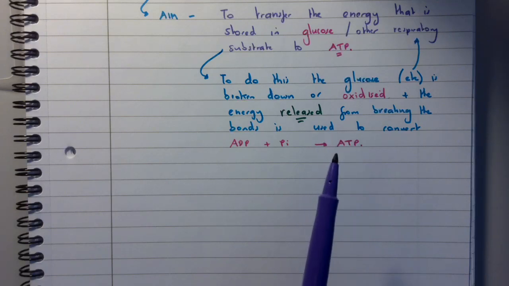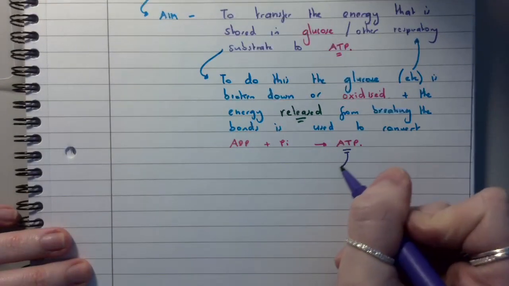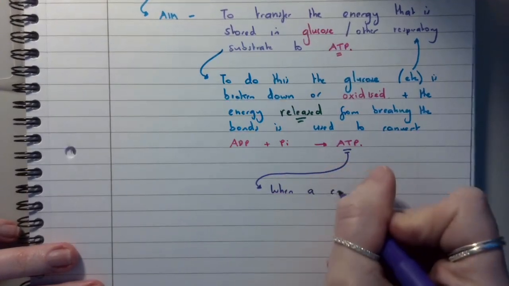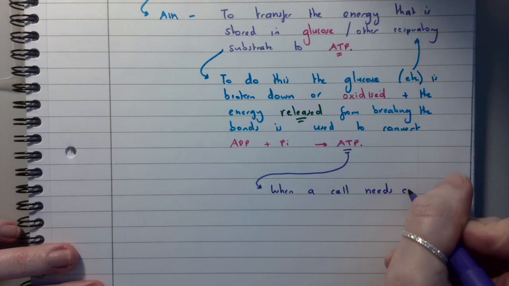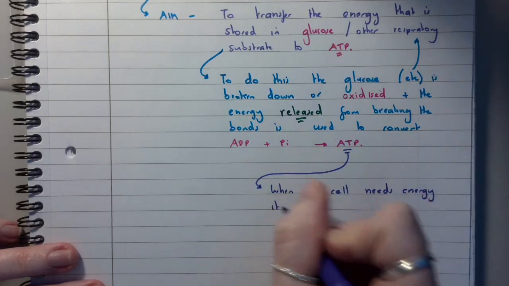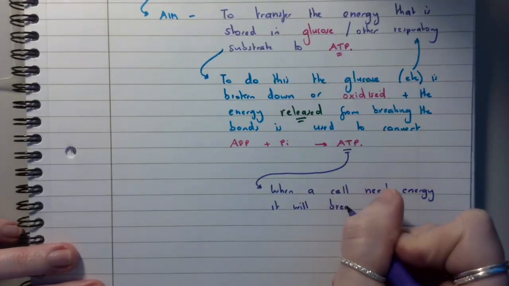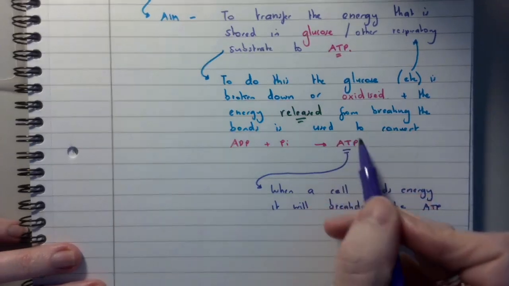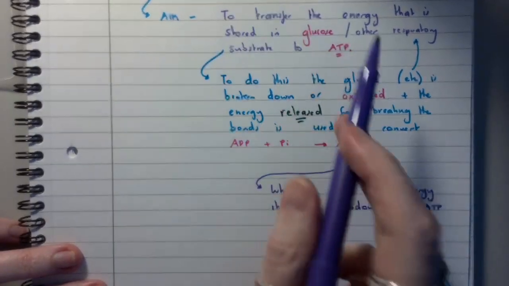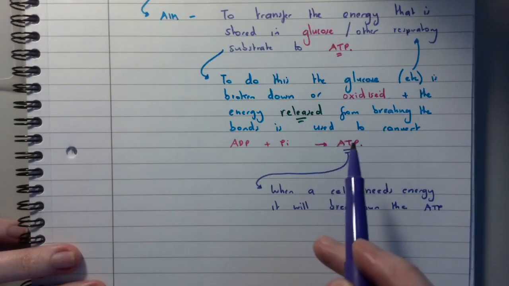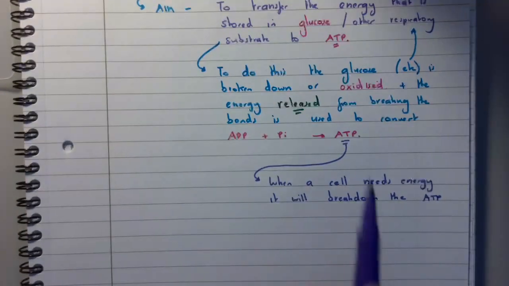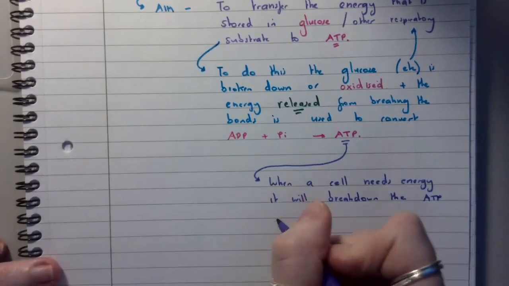There's quite a few other reasons as well, so I'm going to write all these down for you in a sec, okay? But just to summarize what the cell will do with the ATP, when a cell needs energy, it will break down the ATP, because now the ATP is storing the energy that originally was stored in glucose. So it was stored in here, but we've used it to make ATP, so now the energy is in here. By breaking this down, now we can release that energy and the cell can use it for whatever it needs it for. So when a cell needs energy, it will break down the ATP, and it happens like this.